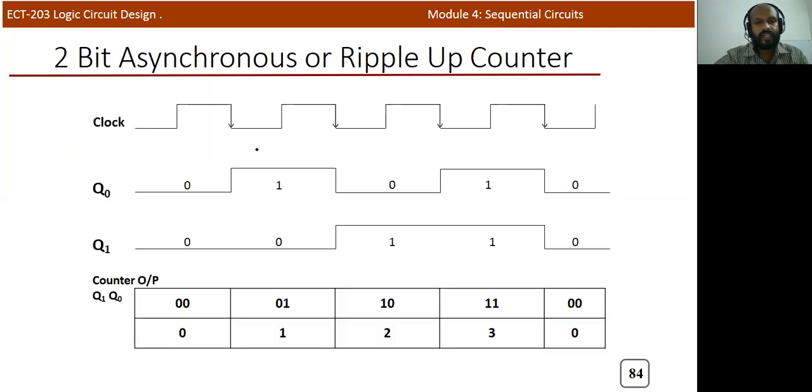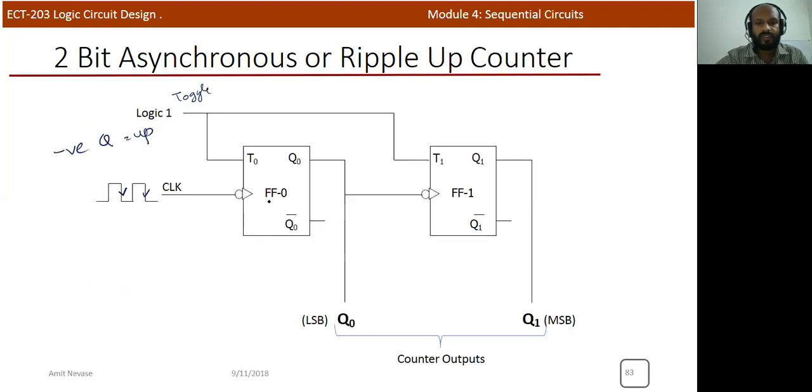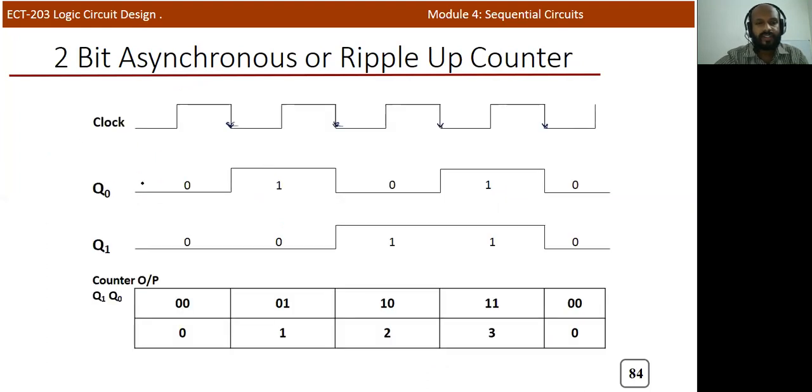So now we are using a negative edge triggered clock. These are the negative edge points of the external clock. The external clock is supplied to the first flip flop, that is flip flop 0. So we need to identify Q0 initially. Assume that initially Q0 is 0, and when it reaches the first negative half cycle, you can observe that T is equal to 1 because T is already connected to high.